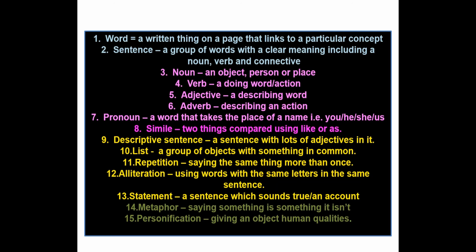Number 12, alliteration, using words with the same letters in the same sentence, correctly labelled "process it passively" by Cameron and Josh in the chat there. That's how they knew it was alliteration, because process and passive both begin with a P, and that would give them the chance to mention that alliteration is being used.